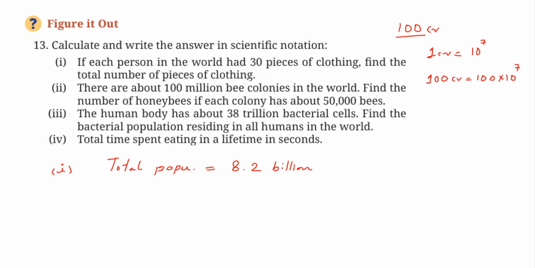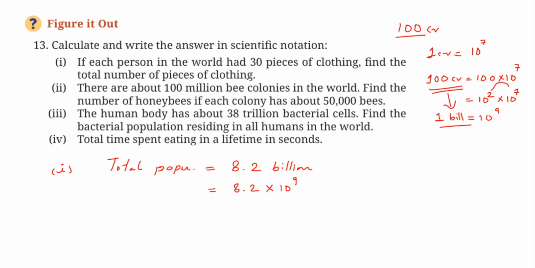So what is 100? It is 10 square. And here 10 to the power 7. Bases are same, so the powers will get added up. 2 plus 7 is 9, so we get 10 to the power 9. So this is 1 billion. So 100 crore means 1 billion, so 1 billion means 10 to the power 9. There will be 9 zeros, so 1 followed by 9 zeros. So this is equal to 8.2 times 10 to the power 9.